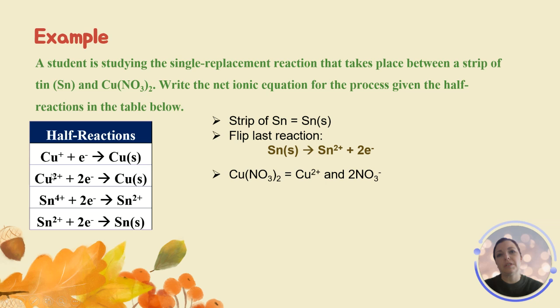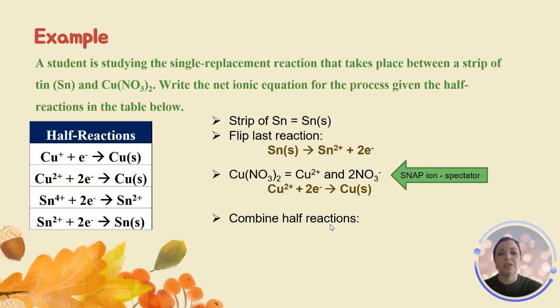You might remember from a single replacement reaction that we start with a solid and a solution, and we end up with another solution and then usually another solid. So you can see that here because this copper 2 plus is being reduced to the solid copper. And so, right, we talked about the snap ion. Okay, so then we're going to use this equation as is. Then we're going to combine our half reactions, and this is what we get.